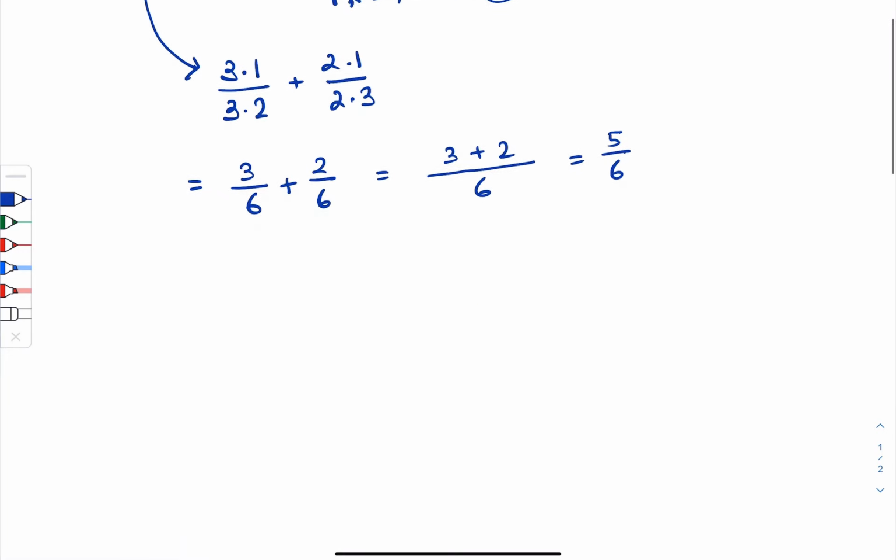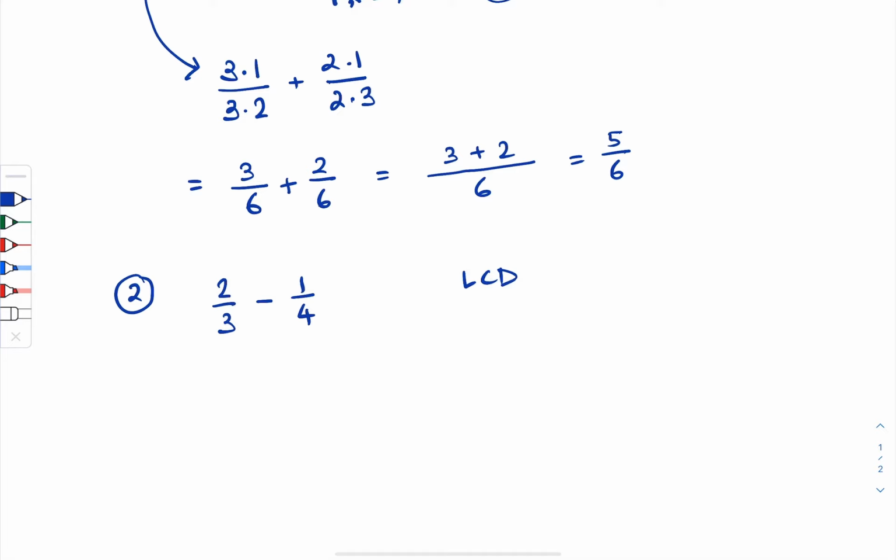Let's take a look at another example. Feel free to pause the video, work the problem yourself, and then if you need the explanation, unpause the video and continue from there. This time we have 2 over 3 minus 1 over 4. It's not an addition, it's a subtraction, but the rules are pretty similar. Since the denominators are not the same, we're going to find the LCD.